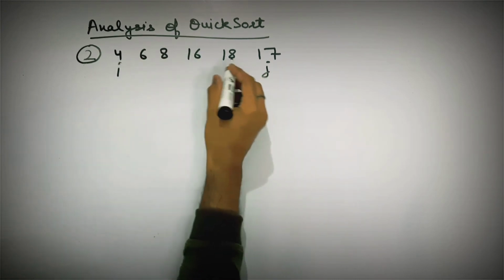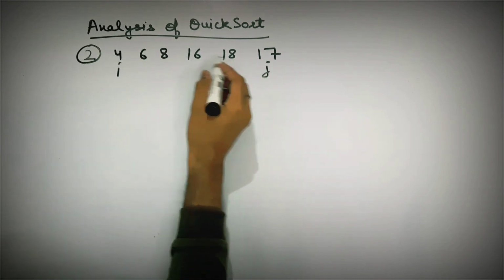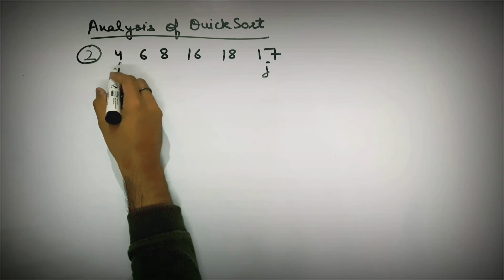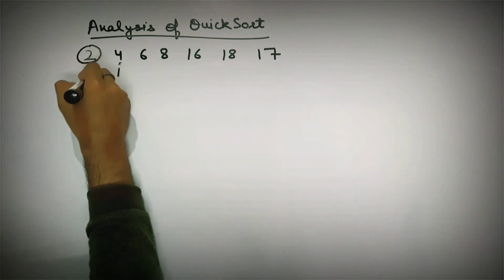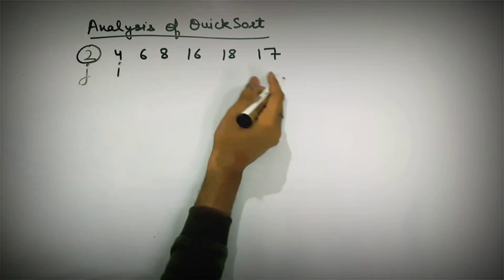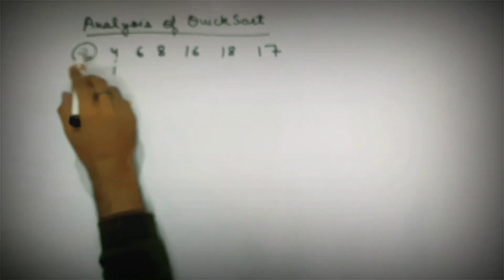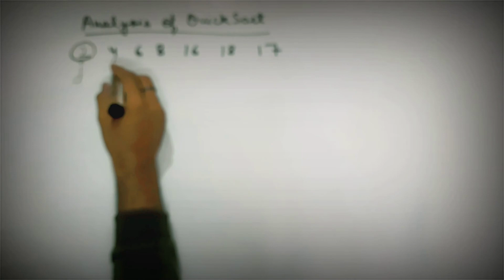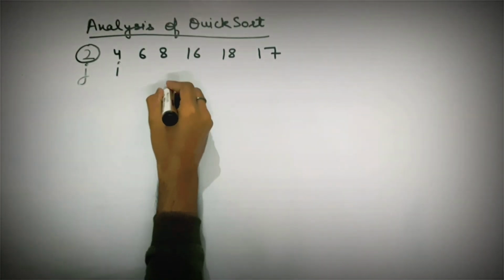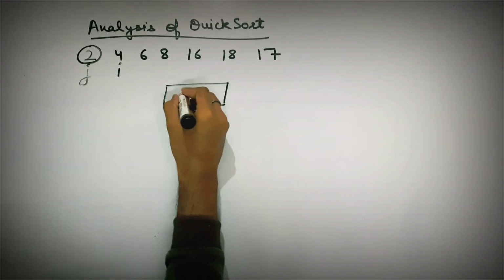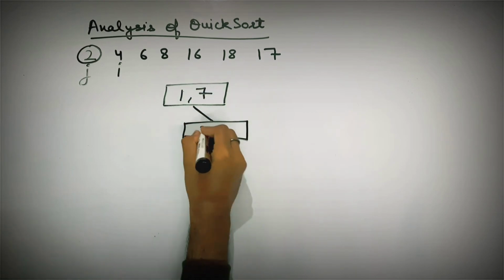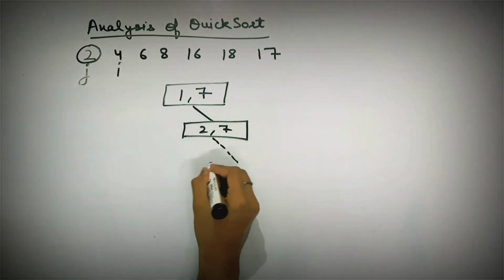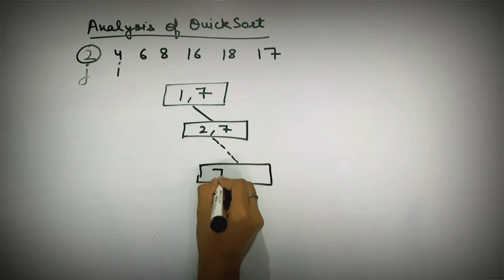Now decrement j. Next element is 18, which is not less than 2. Next is 16, 8, 6, 4. These all are not less than 2. So j will come here. Now you can see that after sorting, all the elements will remain at their same place. So first we will sort 1 out of 7 elements, then we will sort 2 out of 7 elements up till 7 out of 7 elements.